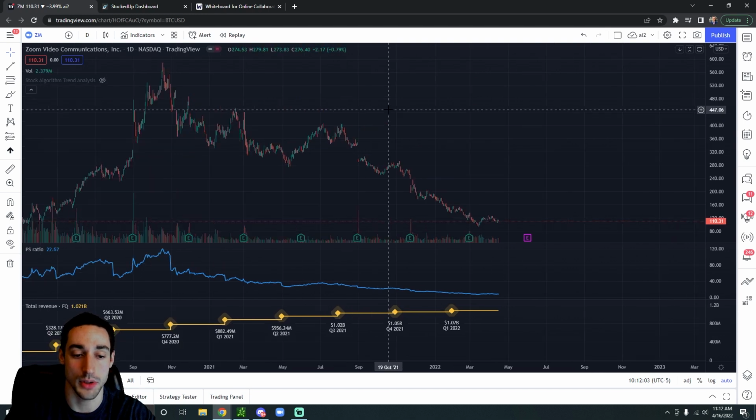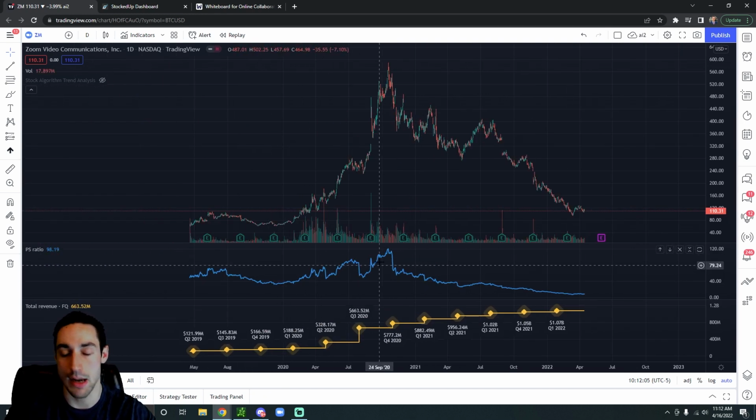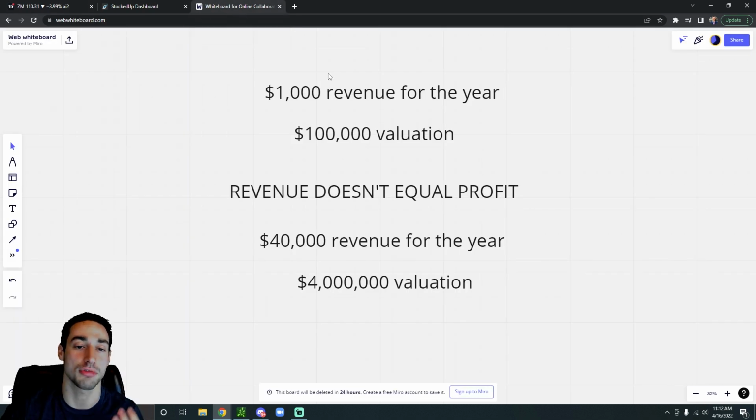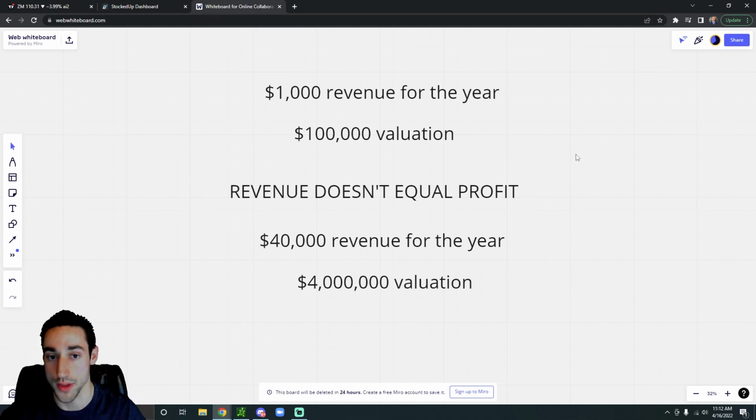So basically what we're looking at, this blue line right here represents the price to sales ratio, but I want to give you a good understanding of how this ratio actually works. It is calculated by taking the market cap for the company, you divide that by the past 12 months revenue, okay, and then that gives you the price to sales ratio.